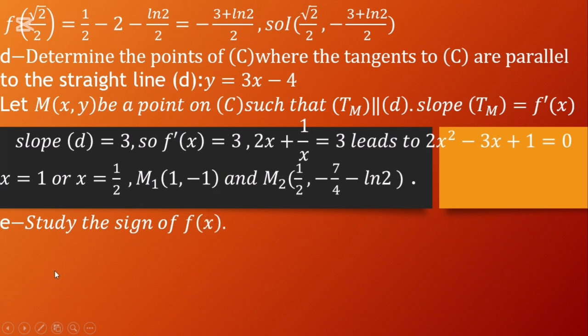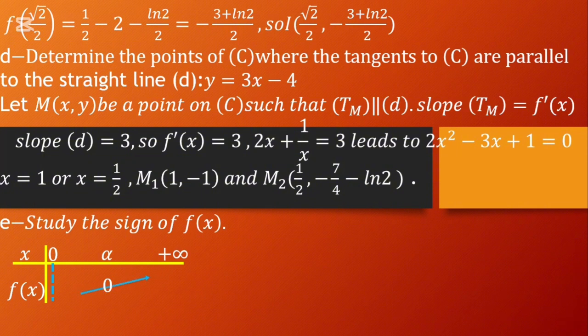Study the sign of f of x. The function f is strictly increasing, and it changes its sign from minus infinity to plus infinity at alpha, where it is 0. So between 0 and alpha, f of x is negative: from minus infinity to 0, negative numbers here. Between alpha and plus infinity, here we have the numbers above 0, meaning the numbers greater than 0. So the sign of f of x between alpha and plus infinity is a plus.